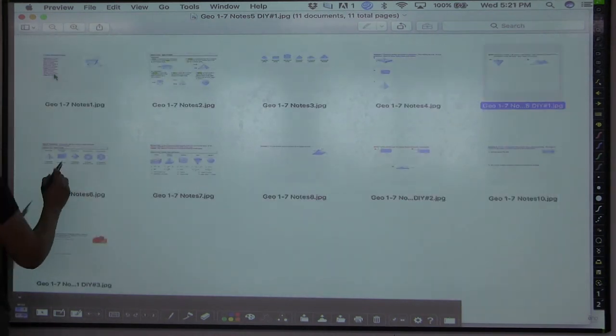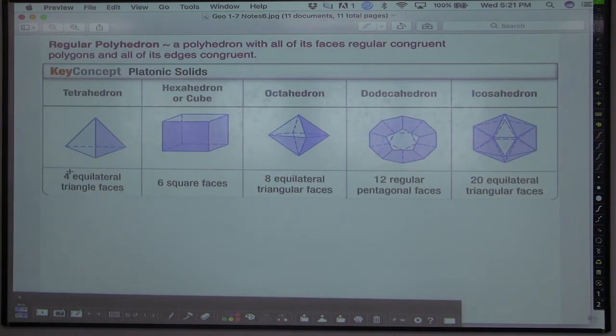Yay! So we're going to go here, and now we're going to talk about a regular polyhedron. A regular polyhedron is a polyhedron that has all of its faces regular congruent polygons. We talked about regular in the previous lesson. Regular means that all the sides and the angles are the same. So for a regular polyhedron, all of the faces have to be regular polygons.